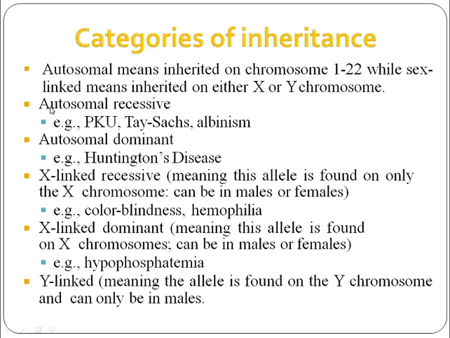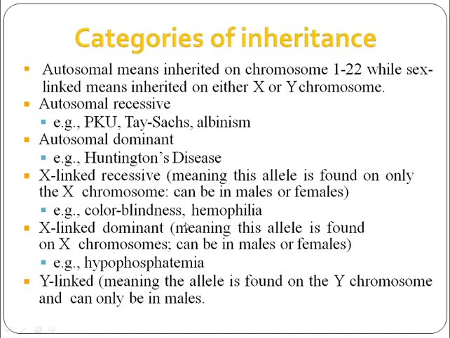The examples of autosomal recessive traits are phenylketonuria, Tay-Sachs disease, and albinism. An autosomal dominant example is Huntington's disease. X-linked recessive means the trait is in a recessive condition and is present on the X chromosome. It means this allele is found only on the X chromosome and can be in males or females.